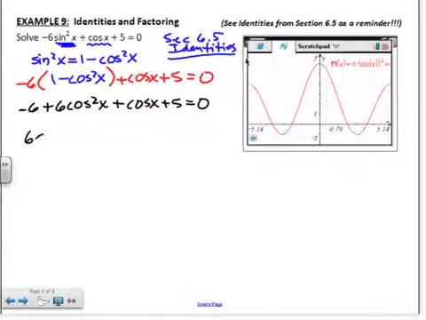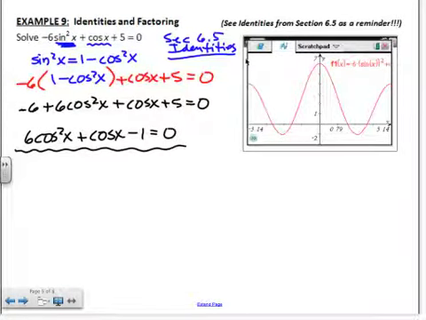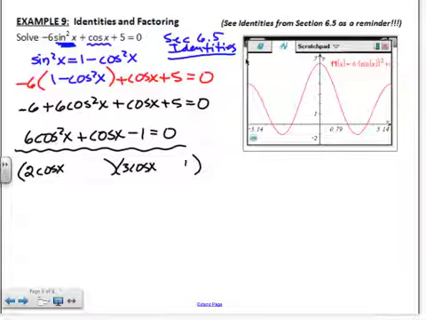Cosine squared of x plus cosine of x. We're going to write this in the traditional form, and -6 plus 5 is -1, equals 0. All right, there's what we're going to work with, and we want to factor it. Well, we could spend forever factoring it, but I'm going to think that maybe 2 cosine x in this parentheses and 3 cosine x in this parentheses, that gives me 2 times 3 is 6. The only way to get a 1 is a 1 and a 1.